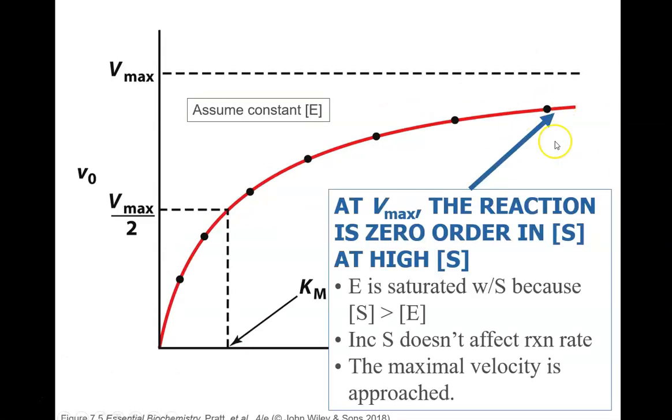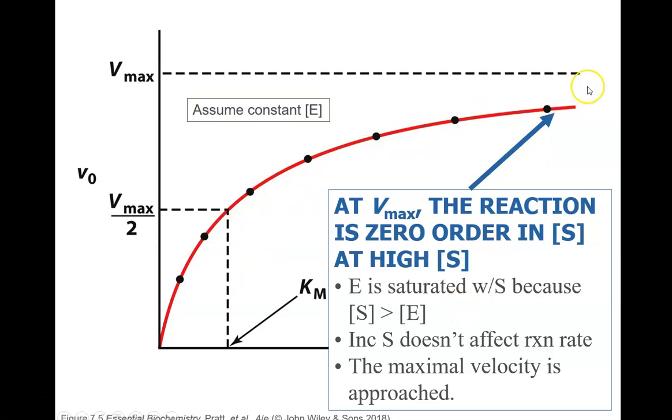So Km always has units of substrate concentration. So let's look out here now. What if we're way up here at really high substrate concentration? Again, if we're looking at our lock and key model, here the enzyme is completely saturated with substrate, and you've got substrate left over because the substrate concentration is so high and it's greater than the concentration of the enzyme. That means that increasing the substrate concentration doesn't affect the reaction rate.